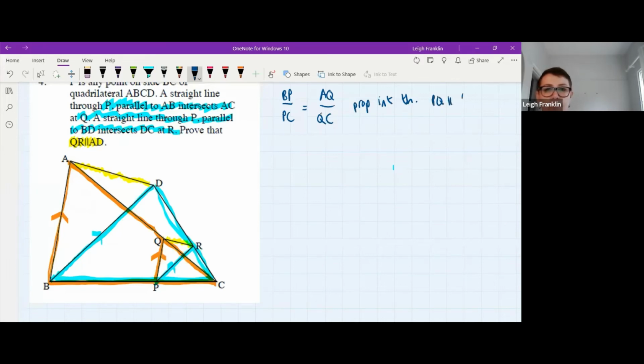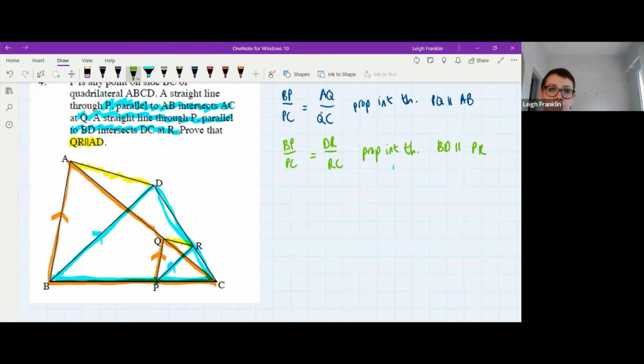Lovely. Okay, and then the next step is BP over PC, which is equal to DR over RC. Now we're working in the blue triangle. Correct. Proportionality theorem, and BD is parallel to PR.